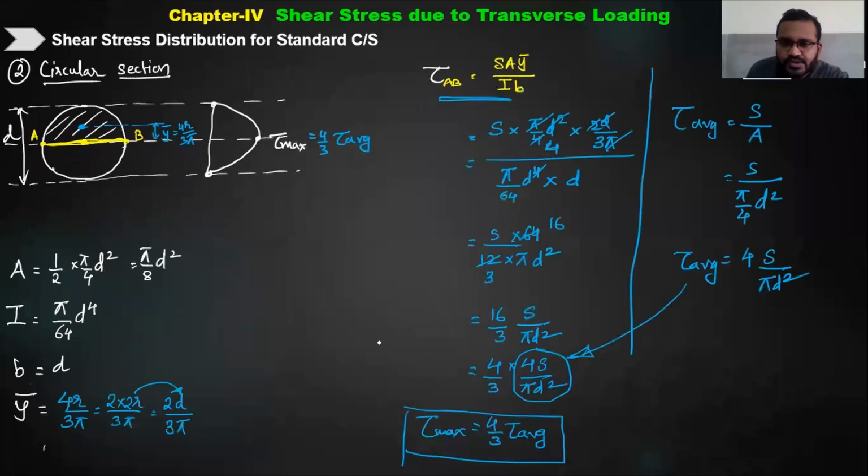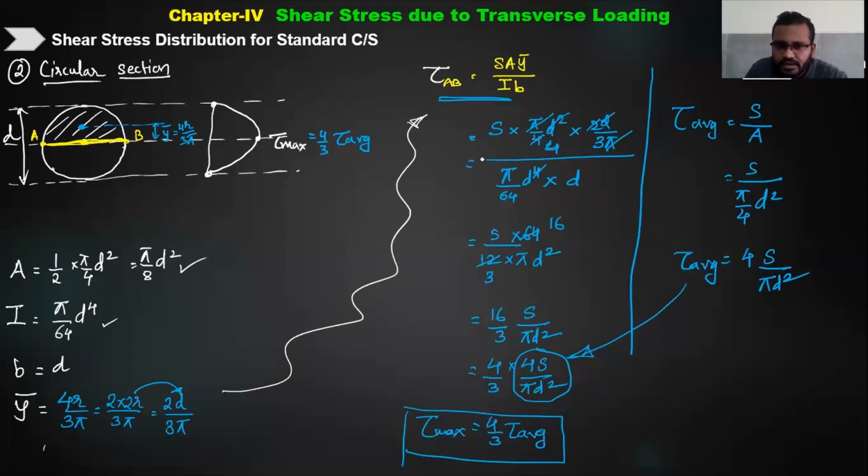The second section which we solved is the circular section. For the circular section also, we have done the same thing. We have taken the diametrical central layer. At that layer, the area above or below the layer is half the circle, so that is pi by 8 d square. Then the inertia is pi by 64 d raised to 4. The width of that layer is nothing but the diameter here, and the y bar, the centroid of this half circle, is 4r by 3 pi distance. That 4r by 3 pi we have converted into terms of diameter, and then again we have substituted everything in this formula, right?